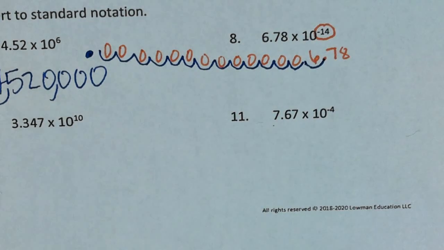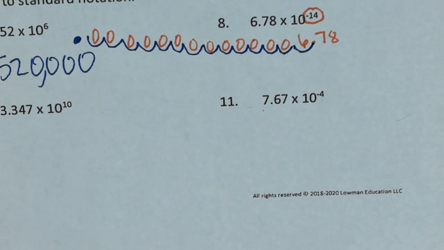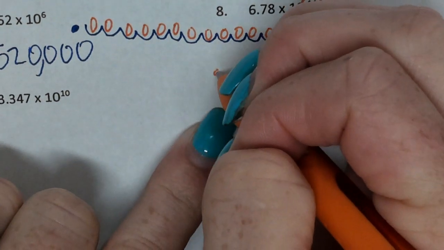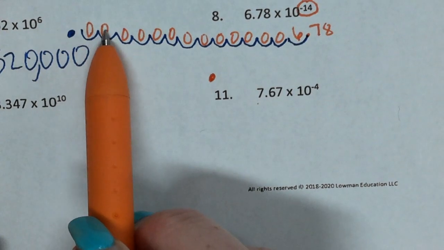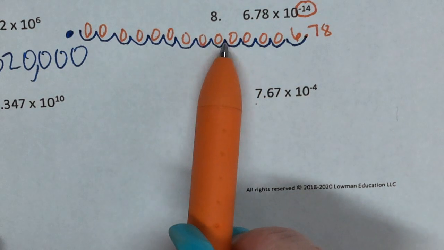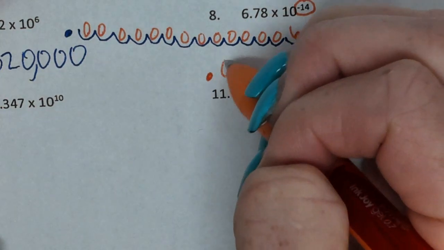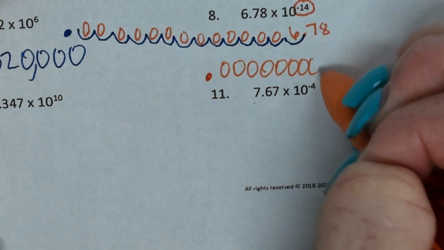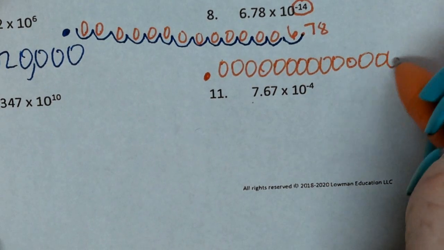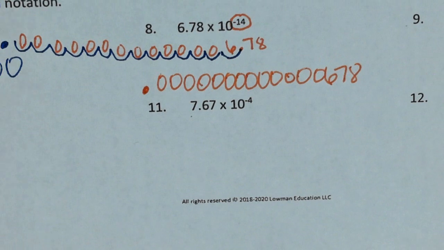Now, that's not a pretty answer. That's just me showing my work. I'm going to write my answer below that. It's going to be a decimal with 1, 2, 3, 4, 5, 6, 7, 8, 9, 10, 11, 12, 13 zeros. And then 6, 7, 8. Notice I did not write the decimal between the 6 and the 8 because it moved. If you put a decimal here and a decimal here, it's wrong. You moved it. All right, try the next one.